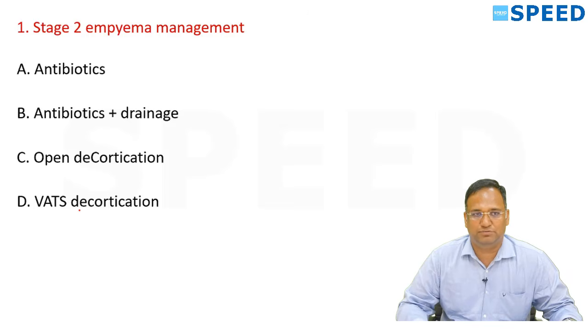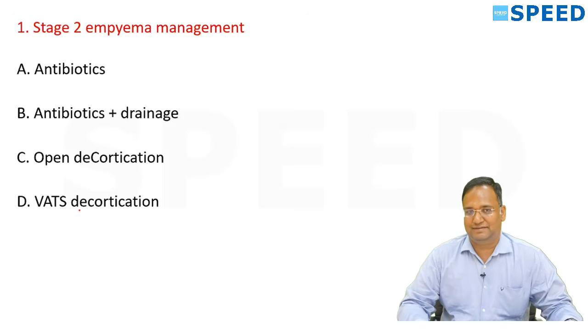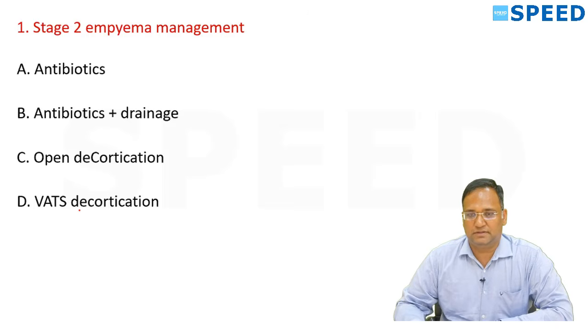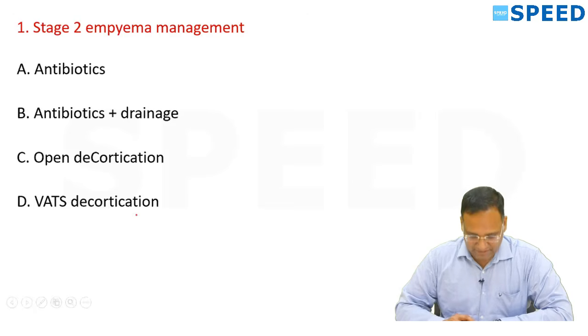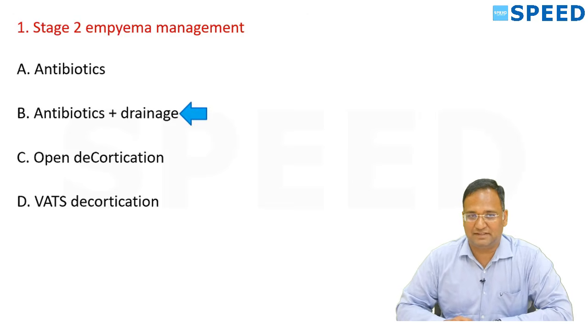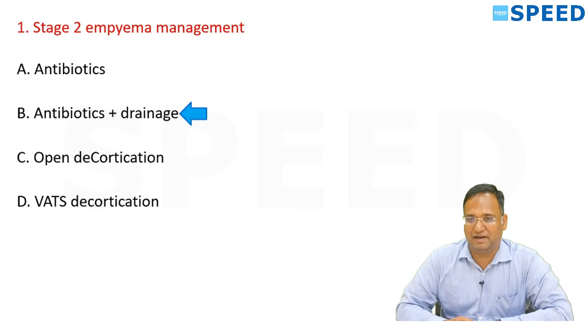Stage 2 empyema management: antibiotics and drainage, open decortication, VATS decortication. So, C and D almost are the same. Is the question right? And if the question is right, what is the answer? Yes, please. I need your active participation. So, the answer is antibiotics and drainage, because the stages we should know. Open decortication is done by thoracotomy only. So, anyway, stage 2 is not going to be done by thoracostomy.